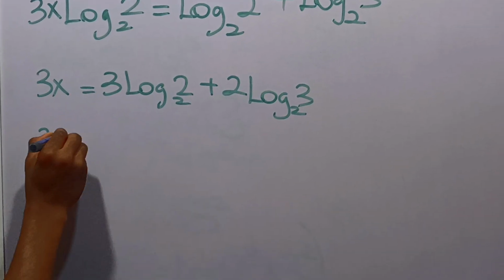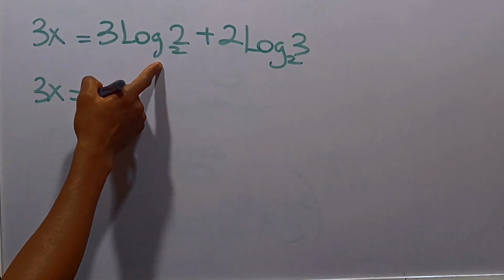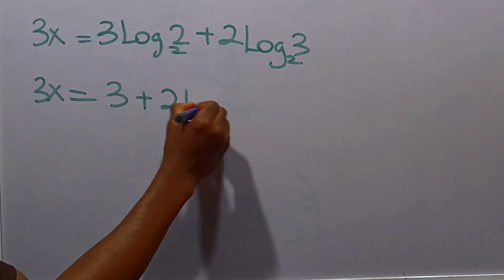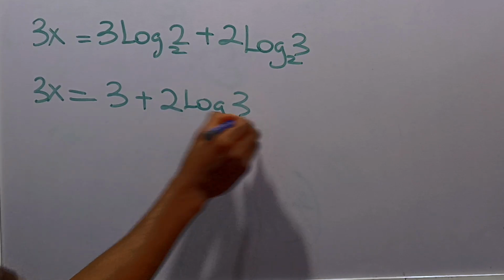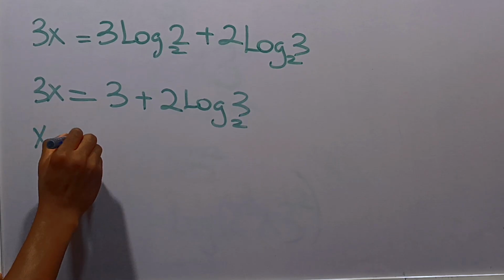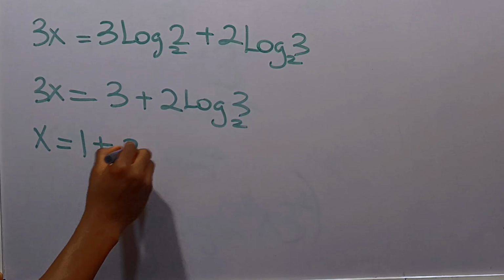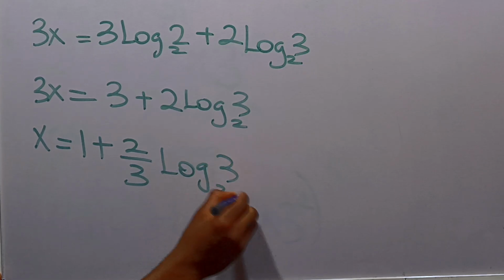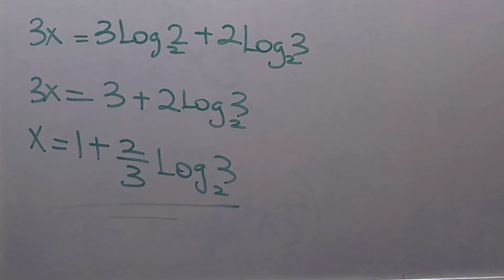Now this is 3x is equal to, since logarithm of a number to its base is 1, 1 times 3 is 3, plus 2 multiplied by logarithm of 3 to base 2. Now our x finally becomes equal to 3 divided by 3 is 1, plus 2 over 3 multiplied by logarithm of 3 to base 2. This now becomes the final answer to this question.